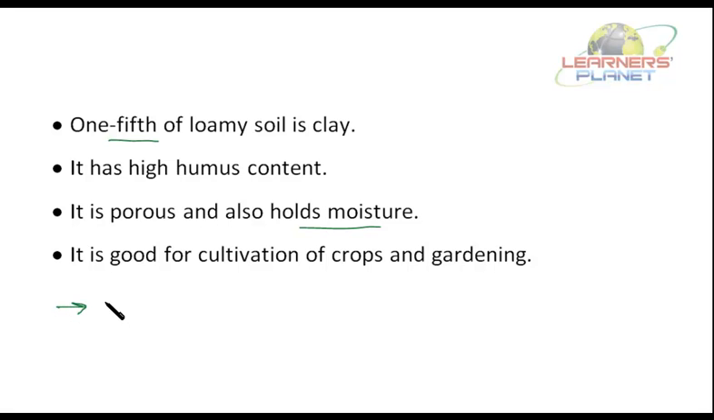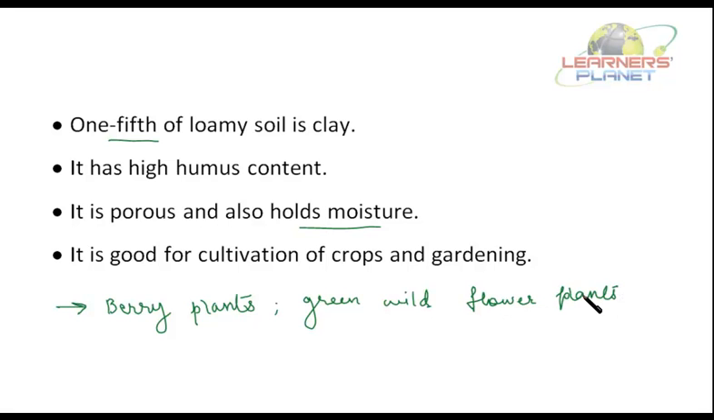So the plants which grow here are the berry plants, green plants, wild flower plants, etc. Right? So these are some of the examples of plants which grow in the loamy soil. Right? So that was all about the types of soil.